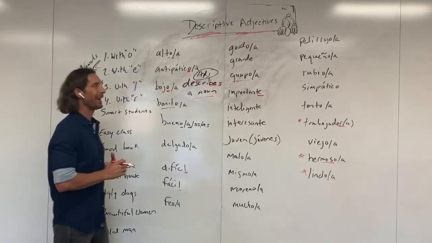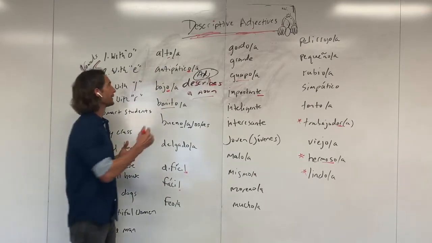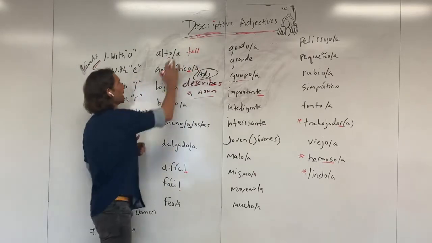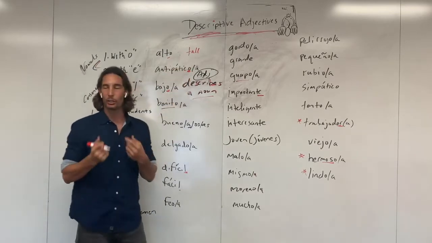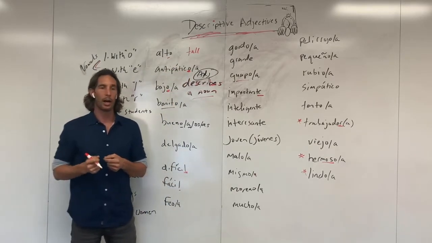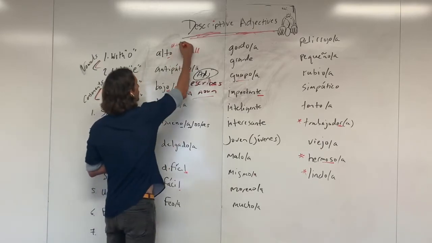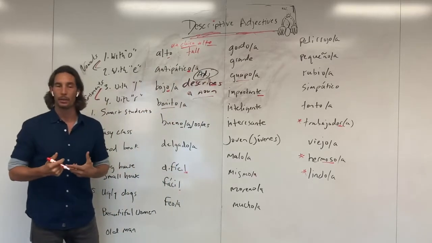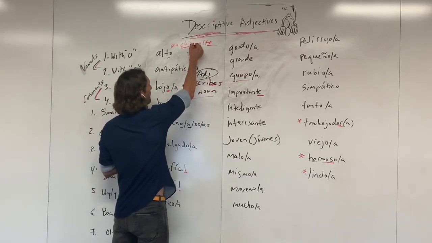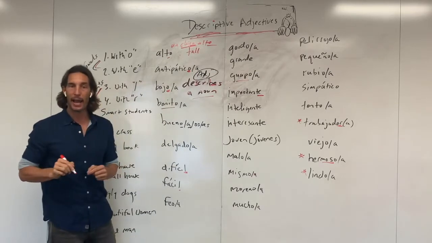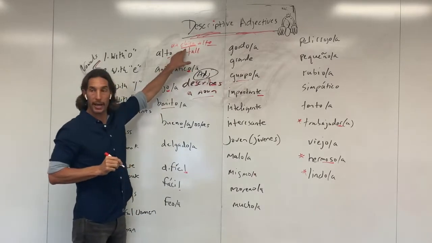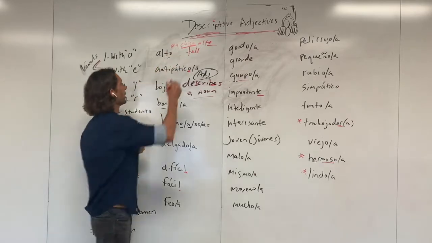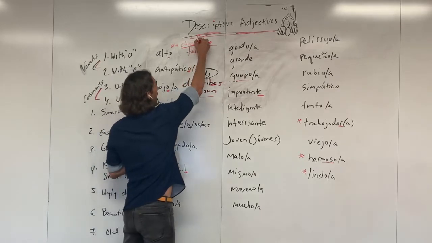We're going to start here with alto or alta, which means tall. Notice that I'm going to get rid of this for the moment. If you were to say un chico alto, you're saying a tall boy, with this being a masculine singular noun. Chico is the noun, and then you have an article here. This is an indefinite article, which we've already covered. So we have chico as a masculine singular noun.